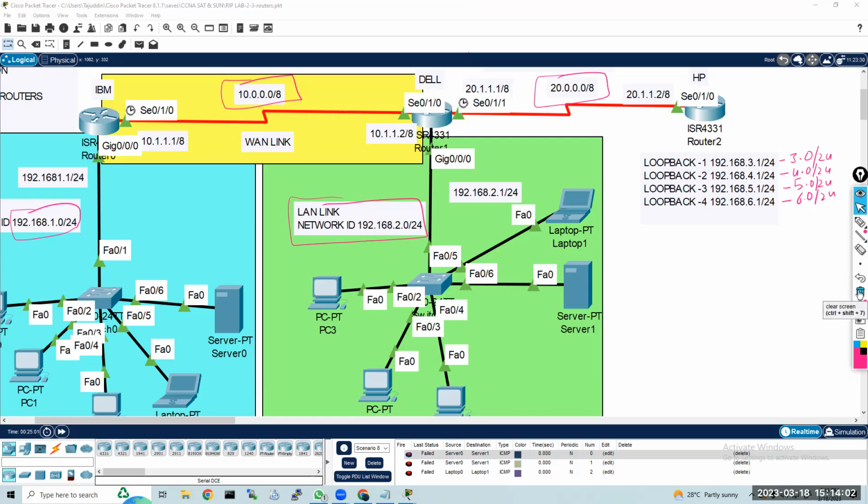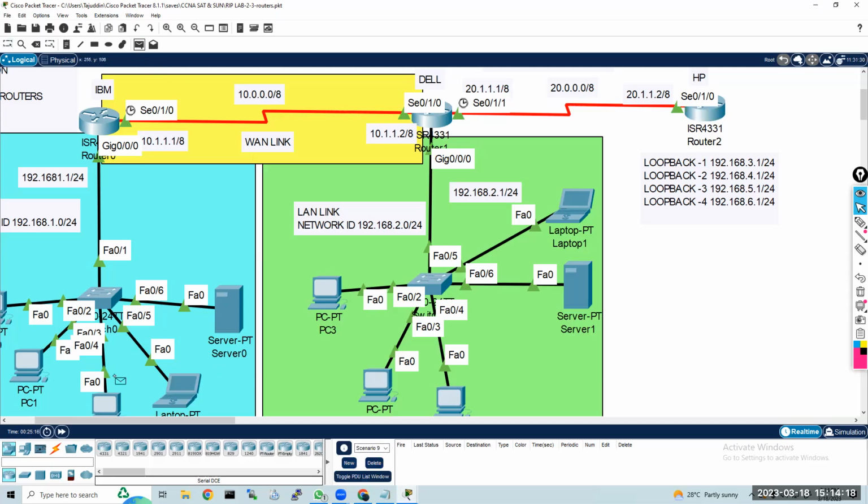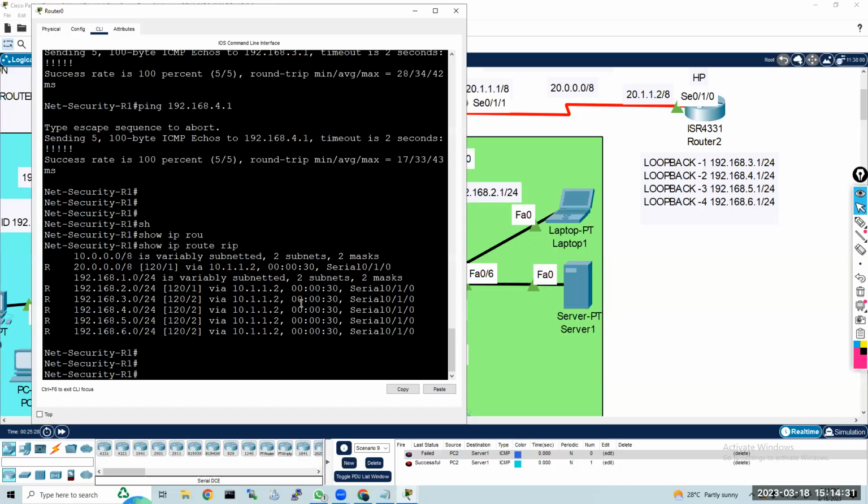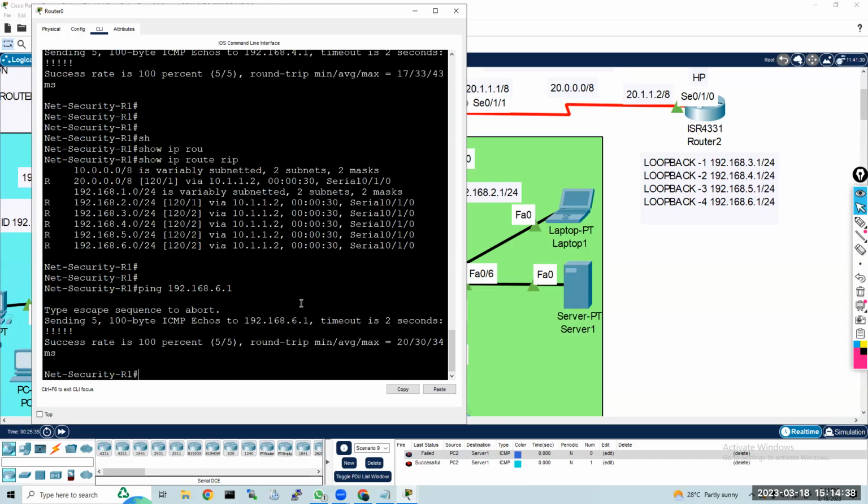Okay. Now we are together. So now I think you can communicate with all the PCs, right? We can ping from anywhere. For example, from this laptop I can ping this router. So I have the reachability from this desktop to this server. I can ping all my loopbacks, for example 192.168.6.1. I do have the reachability.